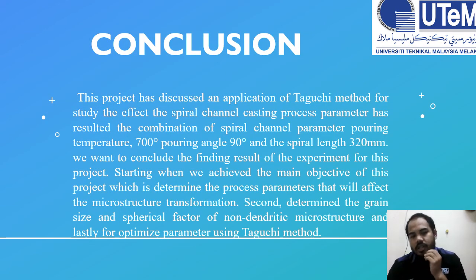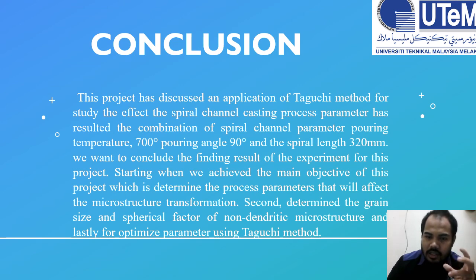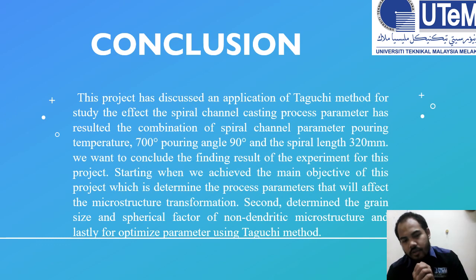The last one is the conclusion. This project has discussed an application of the Taguchi method to study the effect of the spiral channel. The casting process parameters resulted in the combination of spiral channel parameters: pouring temperature of 700 degrees, pouring angle of 90 degrees, and spiral length of 320 millimeters. We conclude that we achieved the main objectives of this project: first, to determine the process parameters that affect the microstructure transformation; second, to determine the grain size and the spherical factor of the non-dendritic microstructure; and lastly, to optimize the parameters using the Taguchi method, because we want the perfect result and to compare which one is at a more significant level.